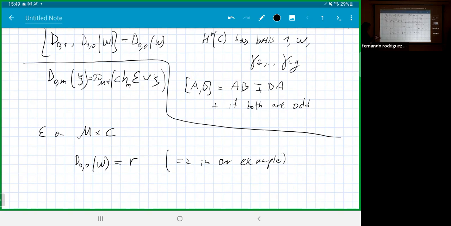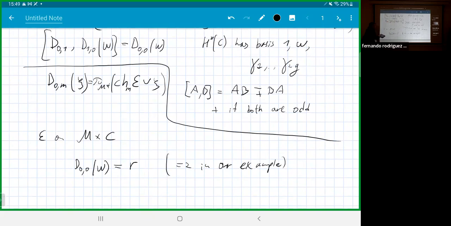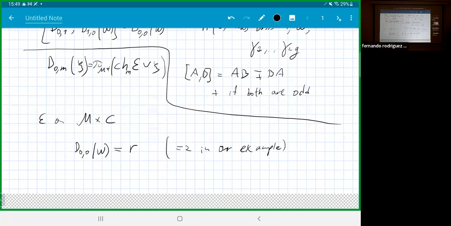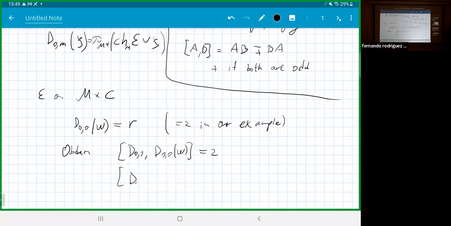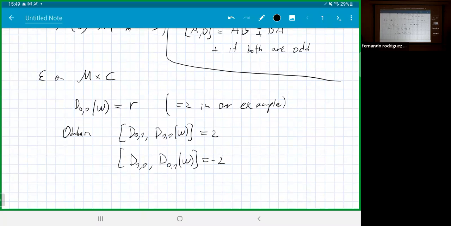So you see that you have a copy of the Weyl algebra, right? Because the commutator equals a constant. And similarly, we obtain D01, D10 omega equals to a constant, and then you can also do it the other way, D0, D... So our algebra, tensored by the moduli of the curve, has two Weyl algebras acting in the representation.